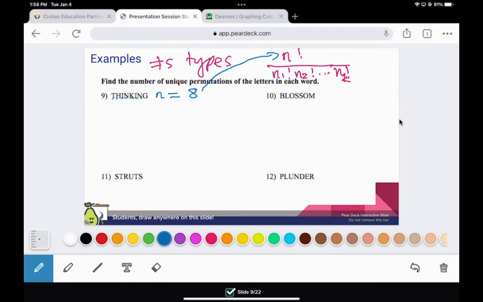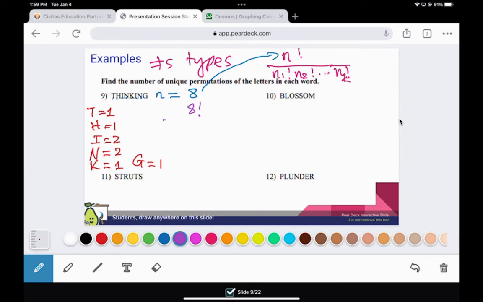For T, I have only 1 letter. For H, I have only 1. For the I, I'm counting, I have 2 I's. So I list that I have 2. For N, I have 2 N's. Then I look at K, I have 1 K and then 1 G. I list every single letter that I have, counting how many of each I listed. And this is how I'm going to get my answer. I'm going to put them together. This is how I solve this problem.